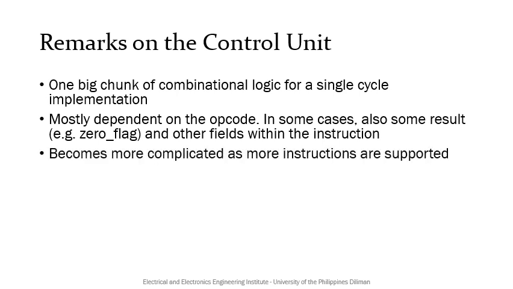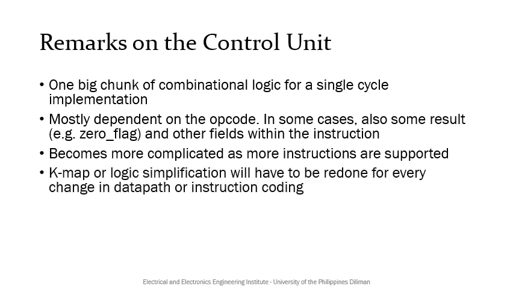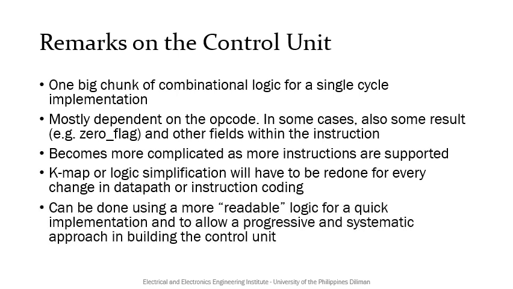The control unit becomes more complicated as more instructions are supported. K-map or logic simplification will have to be redone for every change in the data path or instruction coding. And lastly, the control unit can be done using a more readable logic for a quicker implementation and to allow a progressive and systematic approach in building the control unit. If we did K-maps when the data path was only supporting R-type instructions, the resulting logic expressions for the control signal will change as we add the addi, load word, store word, BEQ, and BNE instructions. The same is true for larger designs.